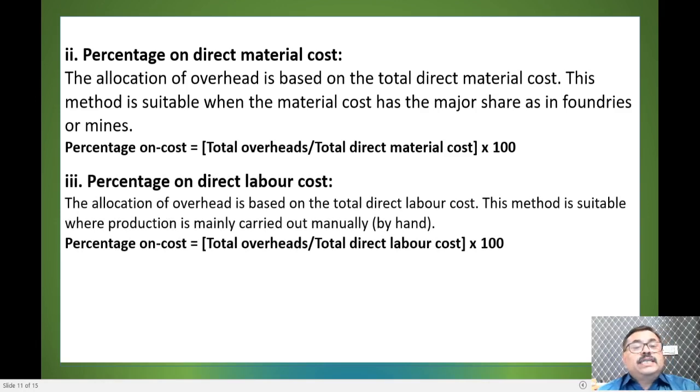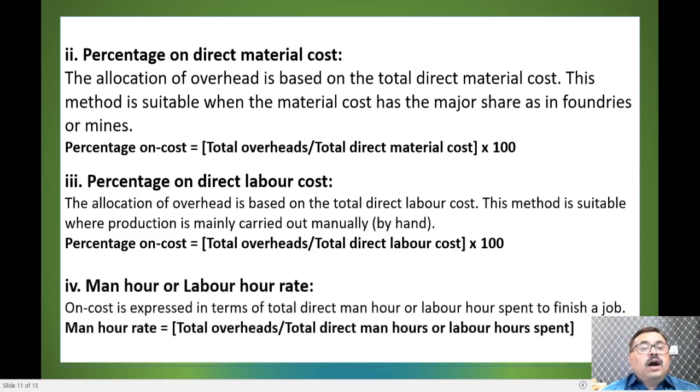Next one is percentage on the direct labor cost. Here labor cost is very important, where manual labor is used in the industries. Those industries will calculate this percentage. The percentage on cost is equal to total overheads divided by the total direct labor cost in percentage.